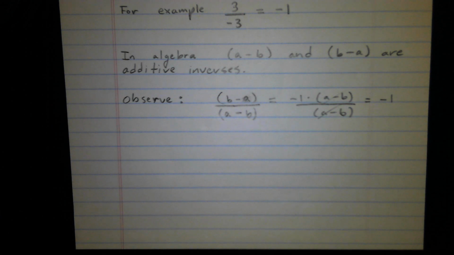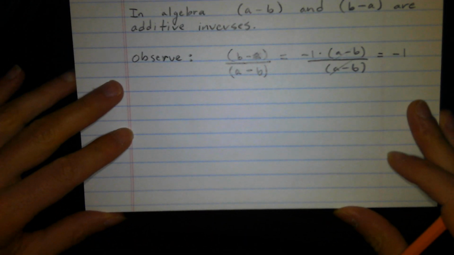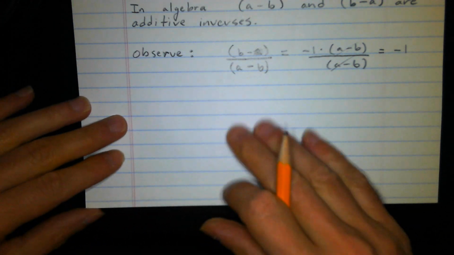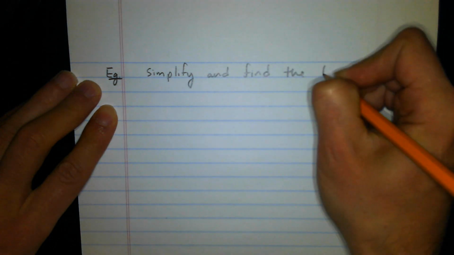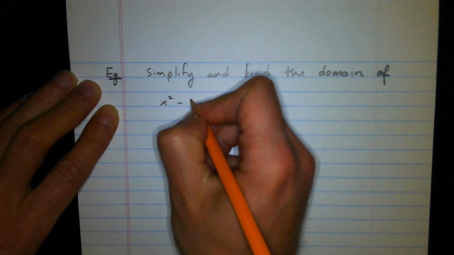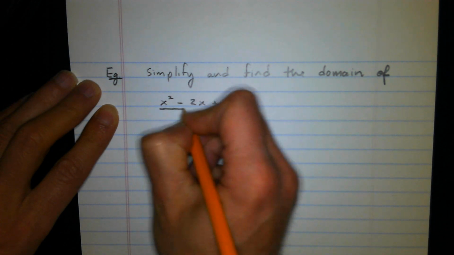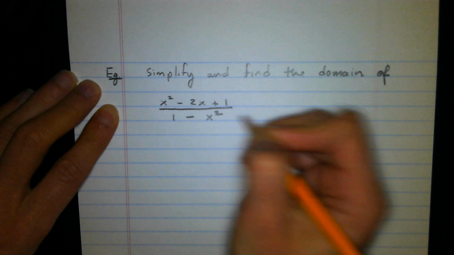Okay, so let's do the last example of this lesson, then I'll set you up with some homework, and we'll move on to our next topic, which is multiplying and dividing rational expressions. Of course, we'll start that in the next video. Actually, I'm just going to start on a whole new page. All right, example. Let's simplify and find the domain of x squared minus 2x plus 1 over 1 minus x squared.